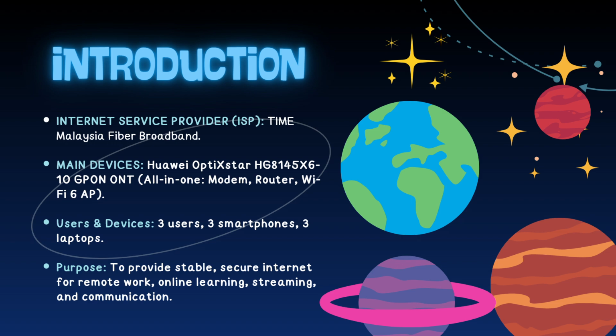The network supports a small household with approximately 3 users, each with a smartphone and a laptop. The primary objectives of this network are to deliver stable and secure internet access to facilitate daily activities such as remote work, online learning, video streaming, and communication.